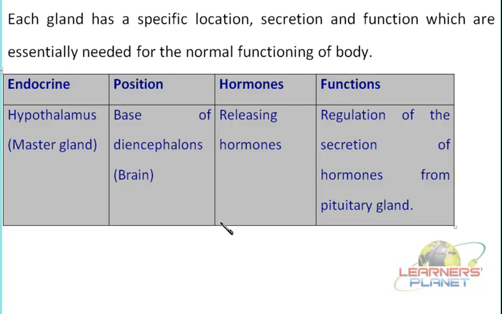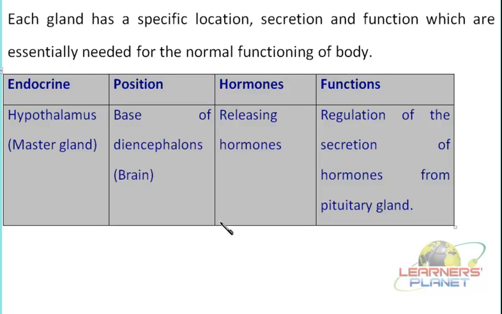Pituitary gland is a specific gland which is actually meant for the secretion of a variety of hormones. Now a variety of hormones is not like hundreds or thousands of hormones, but of course a good range of different types of hormones are secreted by this particular gland.